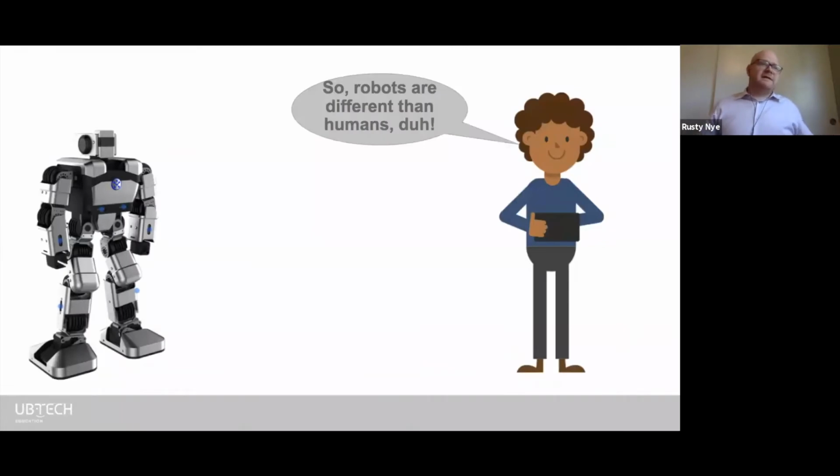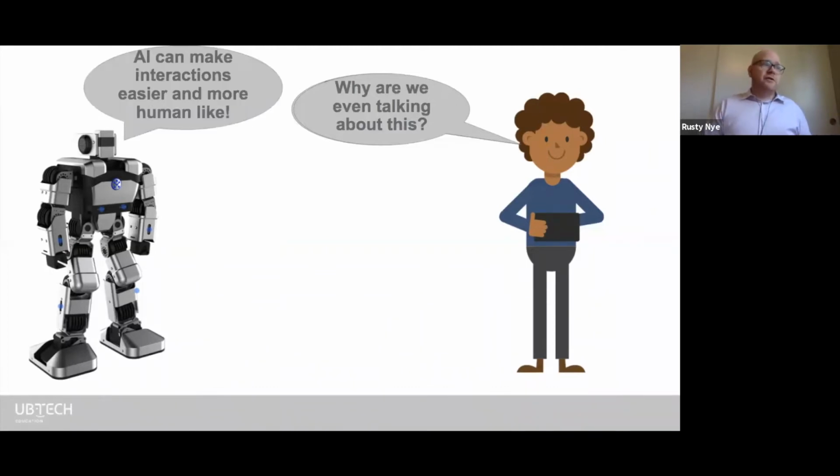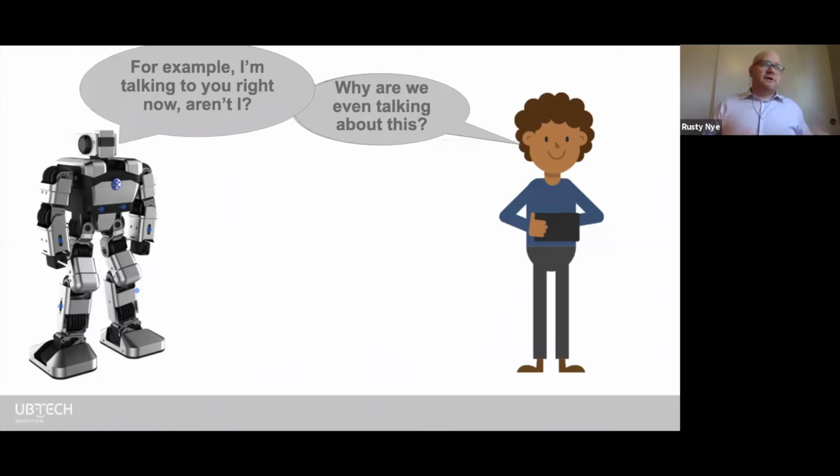So you might be saying, okay, that's not that revolutionary, right, Rusty? We all know that robots are different than humans. There's nothing new about that. So why are we even making this comparison? The reason is that AI, as a progression in technology, can make these interactions easier and more human-like. For example, Yanshi was able to understand and respond to Tim's inquiry about what we're talking about, and that might shock Tim just a little bit.